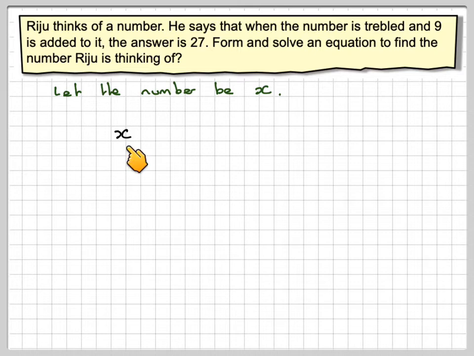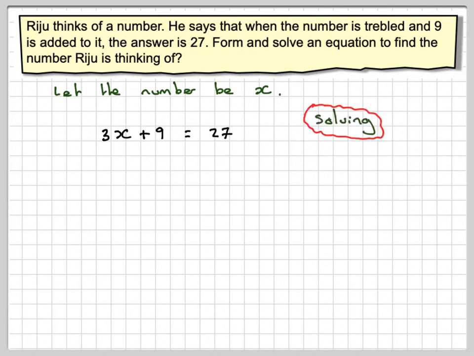So we've got x, and then what's the first thing we do to x? We triple it, so we multiply by 3, and then add 9, and we know that the answer is equal to 27. So there I have formed my equation. Now I need to solve it.